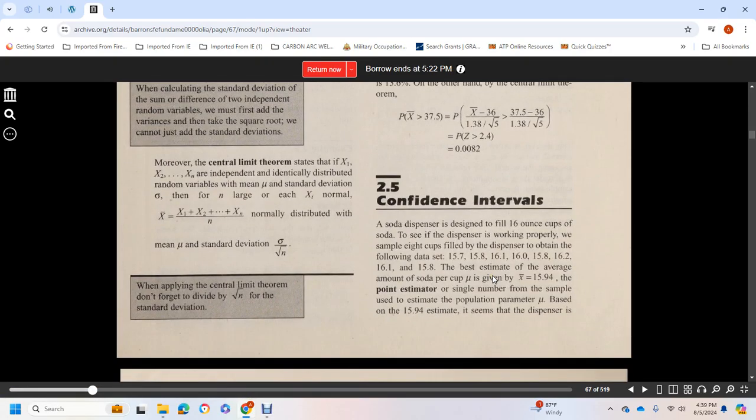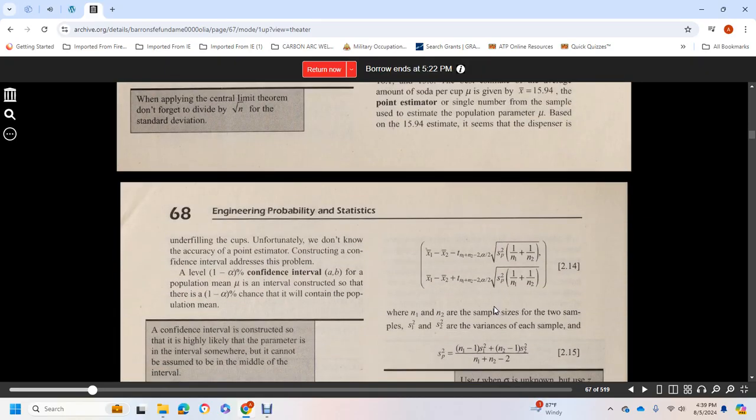Alright, section 2.5, confidence intervals. A soda dispenser is designed to fill 16-ounce cups with soda when the dispenser is working properly. We sample 8 cups filled with the dispenser and obtain the following data set: 15.7, 15.8, 16.1, 16.0, 15.8, 16.2, 16.1, 15.8. The best estimate of the average amount of soda per cup is given as x-bar, 15.94. A point estimator is a single number computed from a sample, used to estimate a population parameter mu, based on the 15.94 estimate. It seems that the dispenser is underfilling the cups.